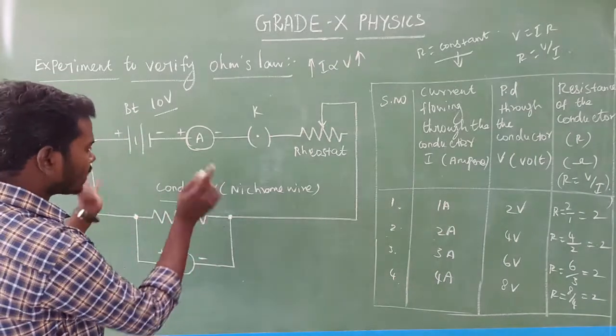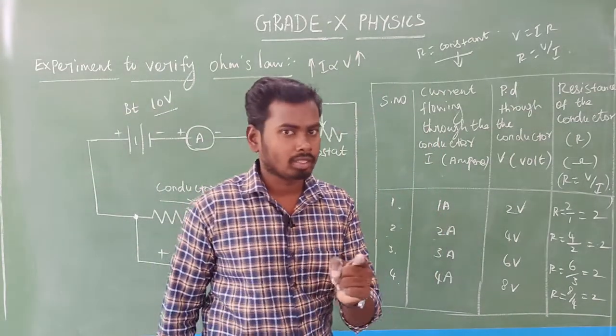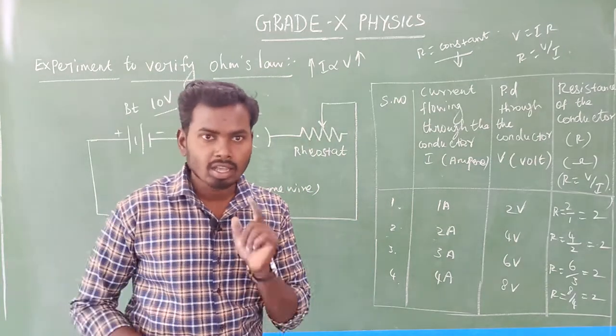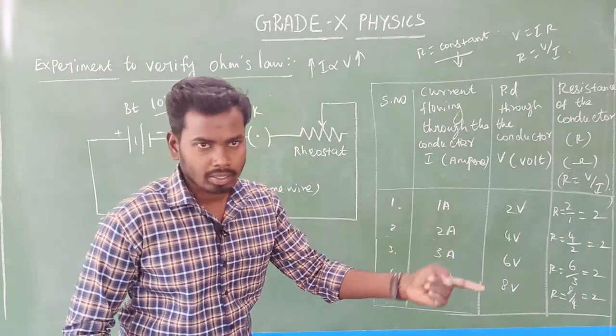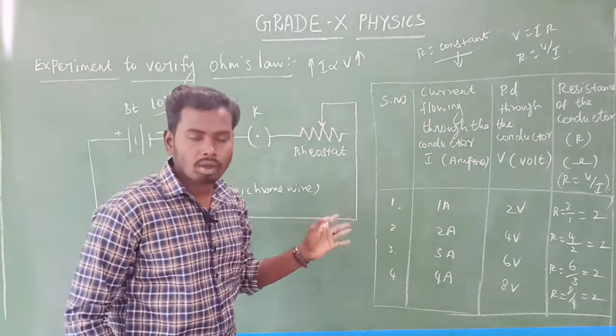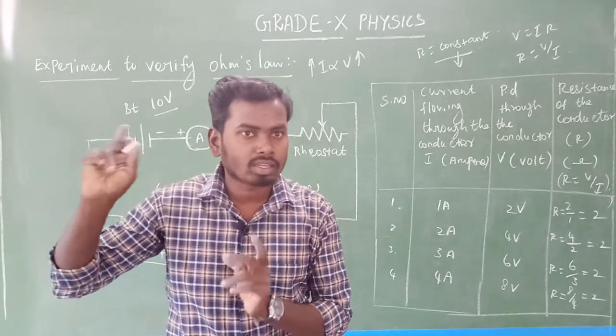Okay, so this whole setup is placed at constant temperature. What is that? Constant temperature, because if the temperature increases, the temperature will affect the current flowing through the conductor. Is it clear? Yes. So Ohm's law holds only for constant temperature. Is it clear? If the temperature increases, Ohm's law is not satisfied.